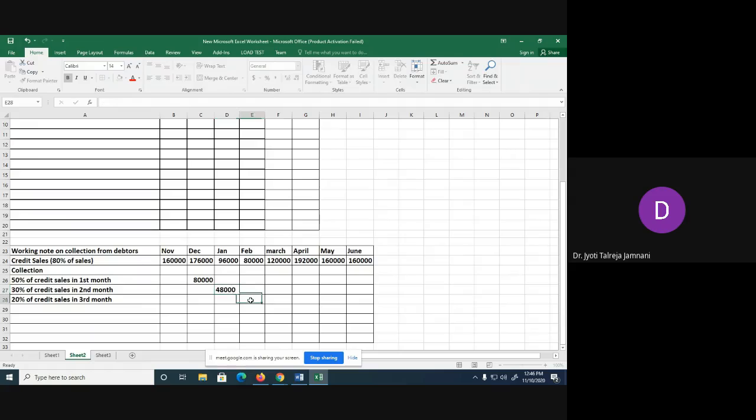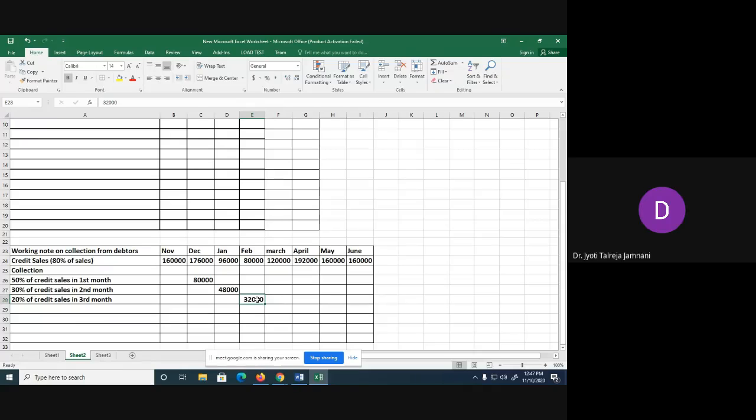And the remaining 20% in the third month. Third month is February. So 20% of 1,60,000 is 32,000. If you add all these three, 80 plus 48 plus 32, you will get 1,60,000. So how are we going to receive 1,60,000? Half in December, 30% in January, and 20% in February. So first month, second month, third month. Any doubts with this?